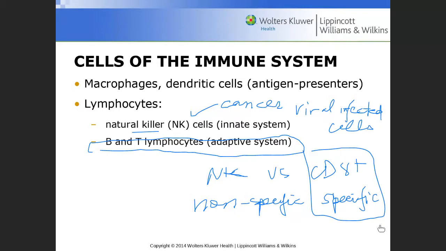Is there a question? Joseph, you have a question? Yeah, I have a question. You said earlier that macrophages and dendritic cells have something in common. Yeah, MHC class 2. This is major histocompatibility complex 2.